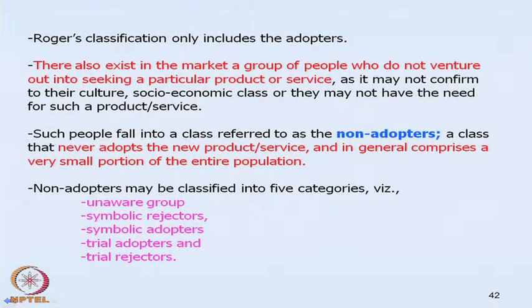And then there are trial rejectors. These are non-adopters who have tried the new product and have not found it to be suitable, and they have no intention to buy it in future. So, the unawares are those who are not aware at all. Symbolic rejectors have rejected the brand because it does not conform to their socioeconomic cultural values. Symbolic adopters are those who understand the brand, want to buy it, but are yet to try it out. They feel it could be relevant to them, but they are yet to try it out. Trial adopters are those who have tried it but are yet to repurchase or form a habit of buying it, and trial rejectors are those who have tried it and have decided to reject it.